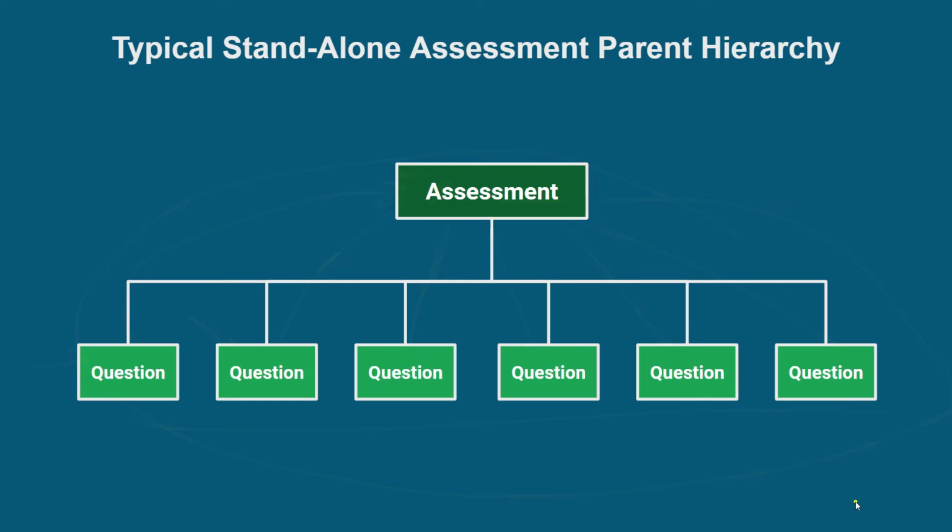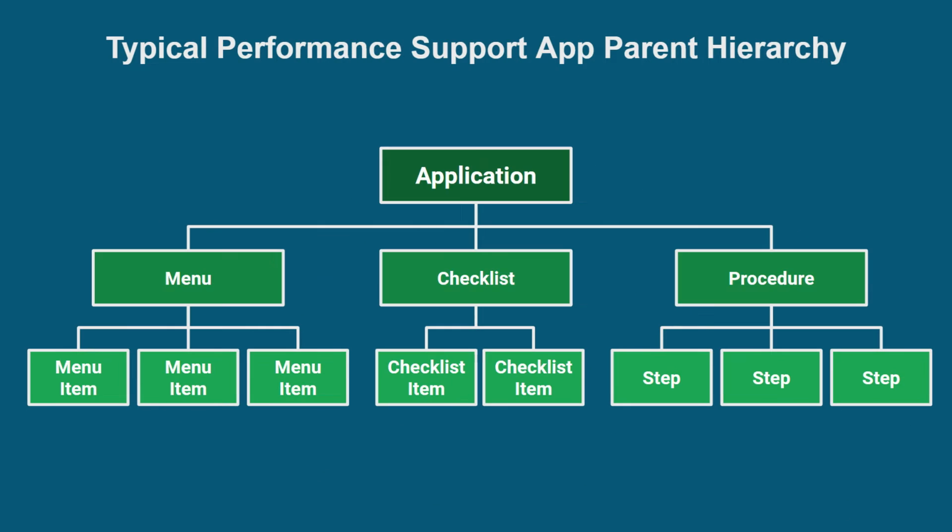One last one, maybe a bit less common, but an application. So in this case, a performance support application, and these can get quite a bit more complex than this. But for now, you've got a menu in maybe my mobile app. When I click on a menu item, it has the menu as a parent. If I do something with the menu, it has the application as the parent.